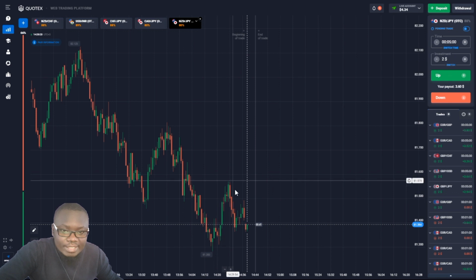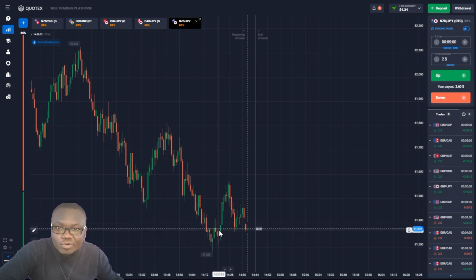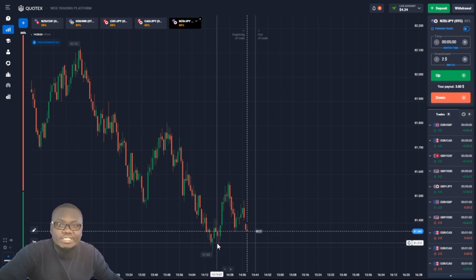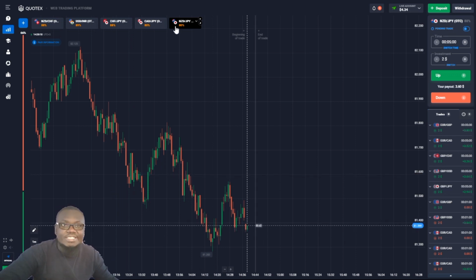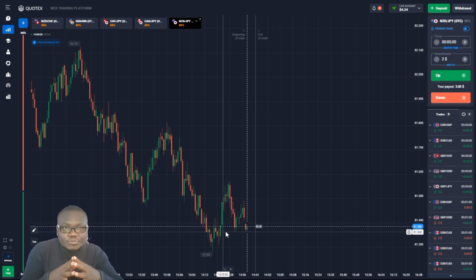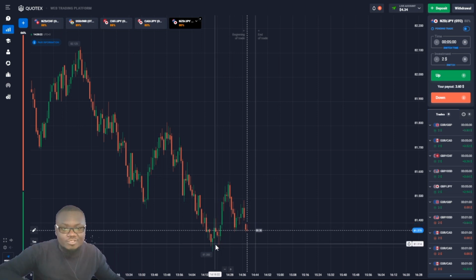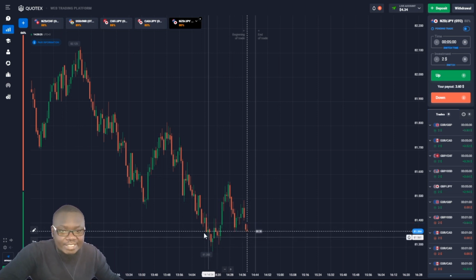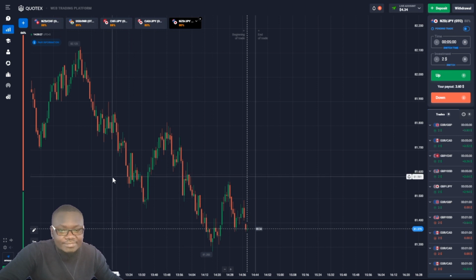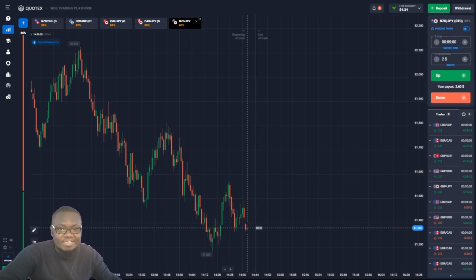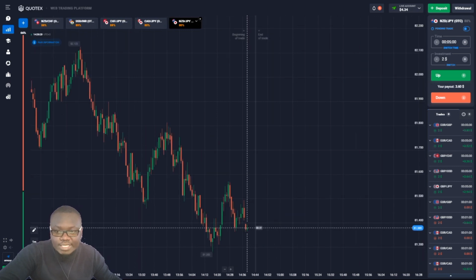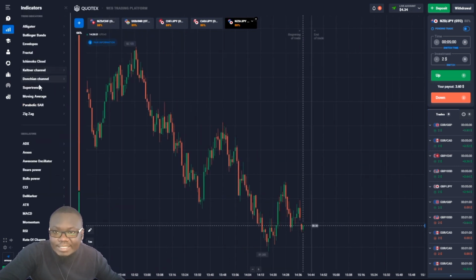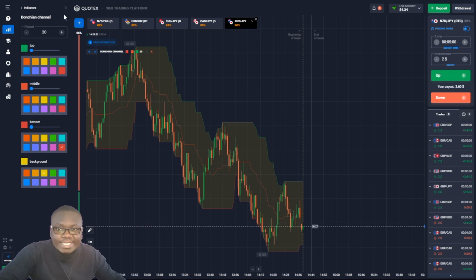I'll just look at them one by one before we come up with the strategy that we'll be using for this challenge. The strategy that I want to use is very simple. I want to use support and resistance levels, and I'll be trading at the support level and the resistance level, and the indicator that I want to use is the Donchian channel indicator. So we'll add the Donchian channel.